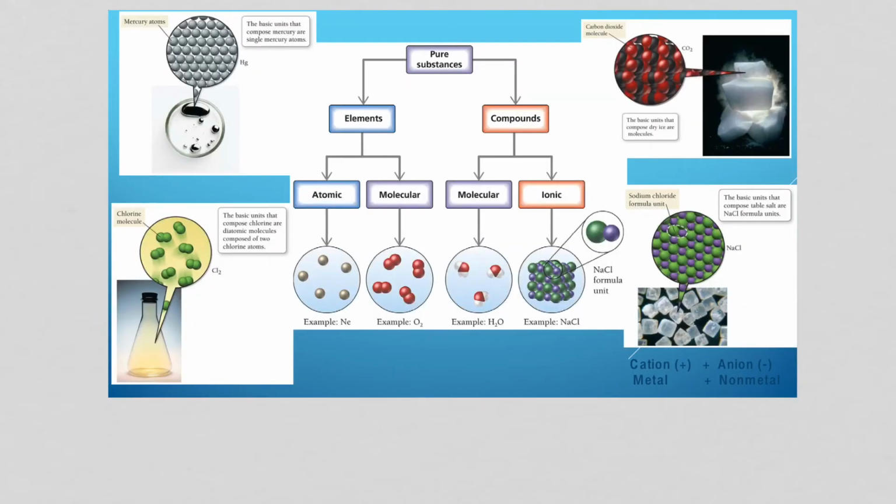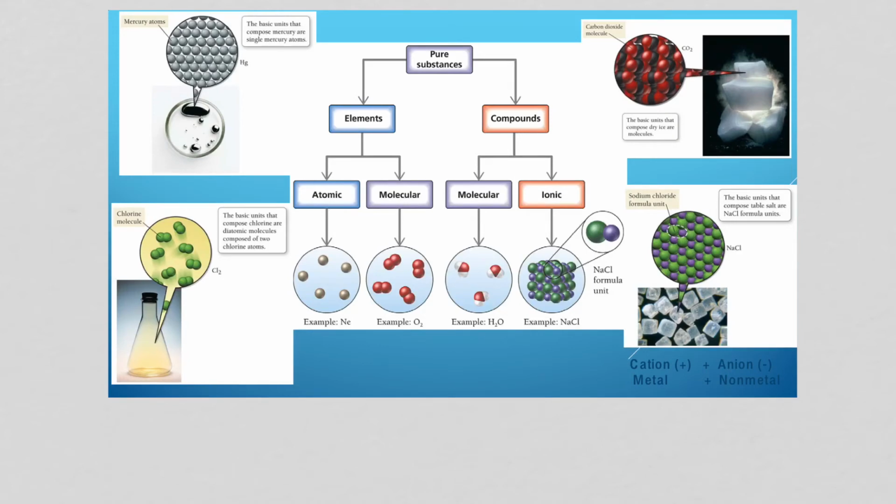So let's look at the other side of that flowchart, the compound side. Now compounds exist in 2 different types, right? Or we're going to learn about 2 different types of compounds, right? We have molecular compounds and we have ionic compounds. So the big difference is, again, what their stable form is, how they exist.